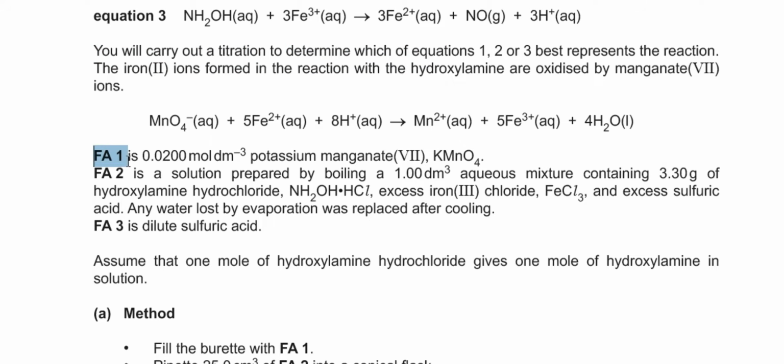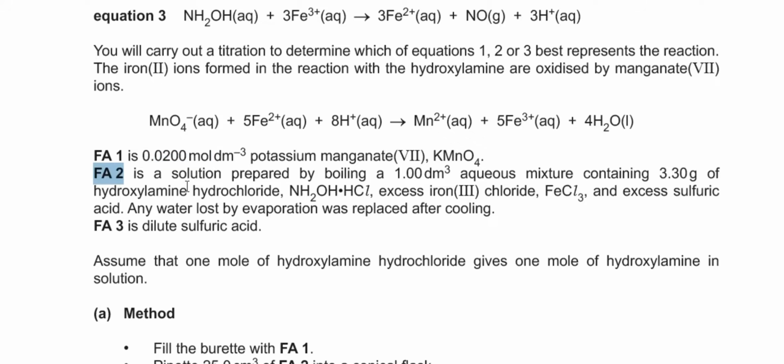It says FA1. So now focus and remember what type of chemical you are using, what those are and how they are labeled. Clear? So FA1, it says that this is the potassium manganate solution and its concentration is known to you.